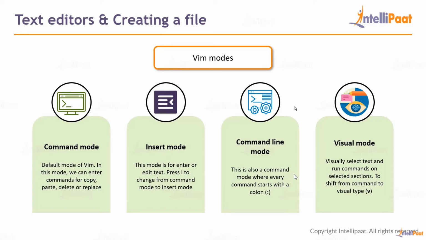To shift from command to visual mode, you will have to press V. Once you press V, you can visually select and edit things like that. So these are the four different Vim modes, so you'll have to remember this.